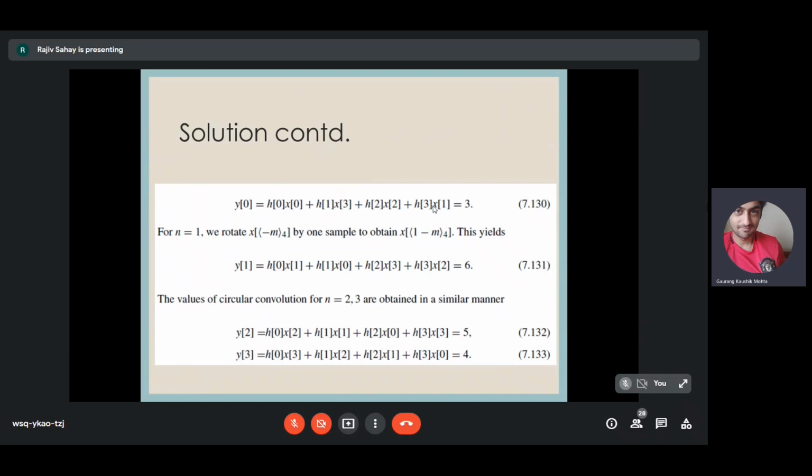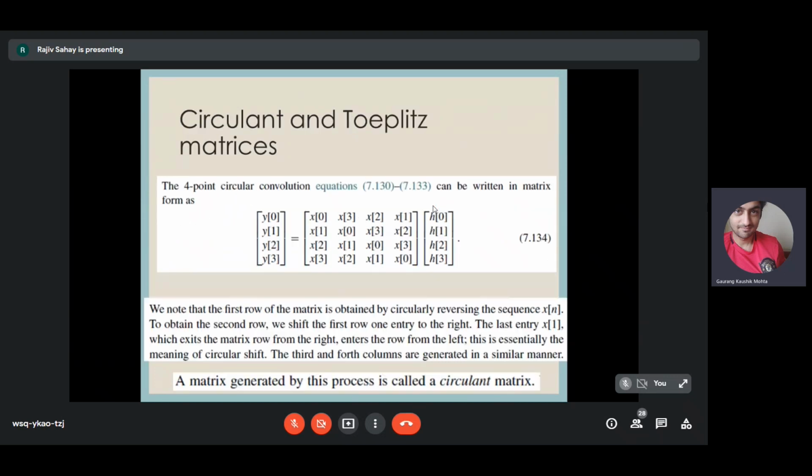The circular convolution leads, in this example, to 4 equations. Ideally, it will lead to capital N equations. Right now you have restricted capital N to be equal to 4. So you have 4-point sequences, h of n and x of n, and you are going to do circular convolution between them. You have got these 4 linear equations, and you can arrange them in a matrix vector product. That matrix is seen here.